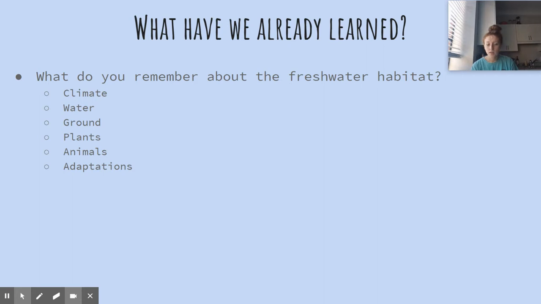And the dragonfly adapted, right? It lays its eggs on the water, okay? And it eats the bugs that are around the water.